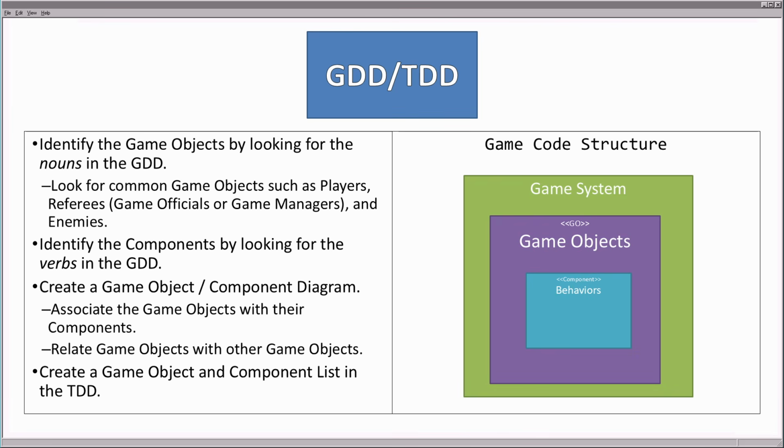Next, create game object and component diagrams which associate the game objects with their behaviors and relate other game objects with each other. Finally, create a game object and component list and include this with the TDD. With this focus on structural design, creating a game will take no time. Now, with all of that being said, I'll talk to you next time.